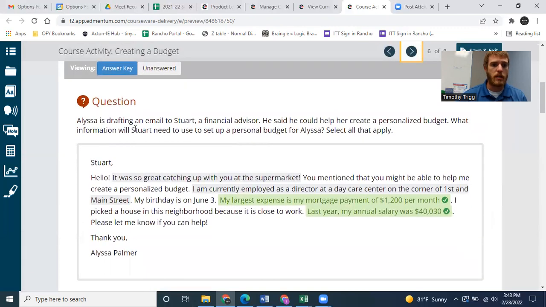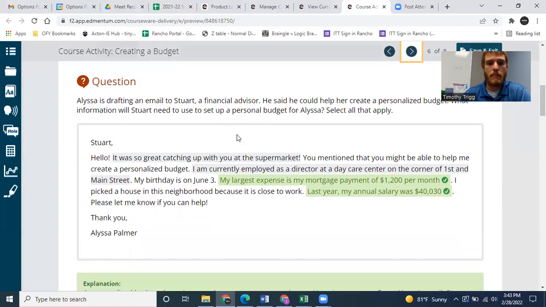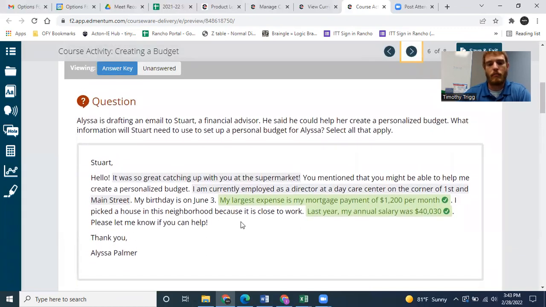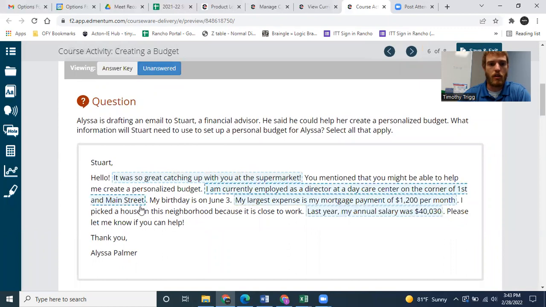Question 2. Melissa is drafting an email to Stuart, a financial advisor. He said he could help her create a personalized budget. What information will Stuart need to use to set up a personal budget for Alyssa? So what are some information that we want to click 2 of these actually, but which 2 does Alyssa need to tell Stuart about creating a budget? Now it should be hopefully pretty common sense on this one.